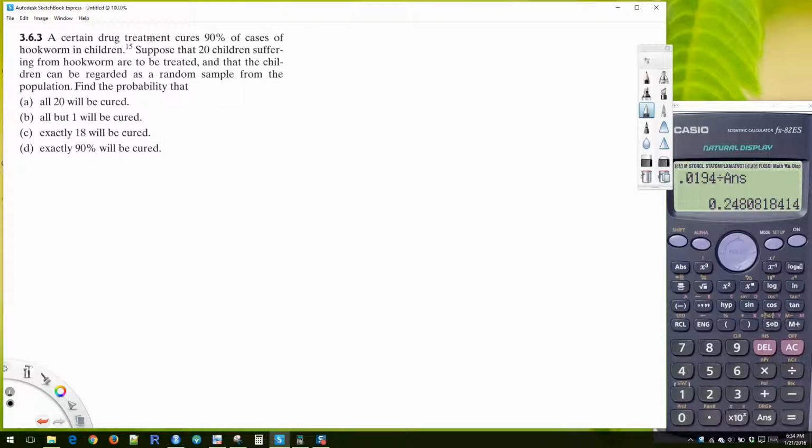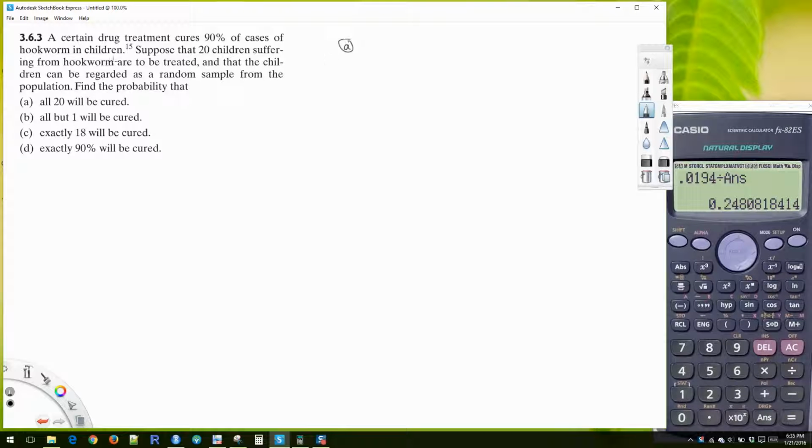Okay, so the problem reads, a certain drug treatment cures 90% of cases of hookworm in children. Suppose that 20 children suffering from hookworm are to be treated, and the children can be regarded as a random sample from the population. Find the probability that all 20 will be cured, all but one, exactly 18, and so we'll start off with A here, okay?